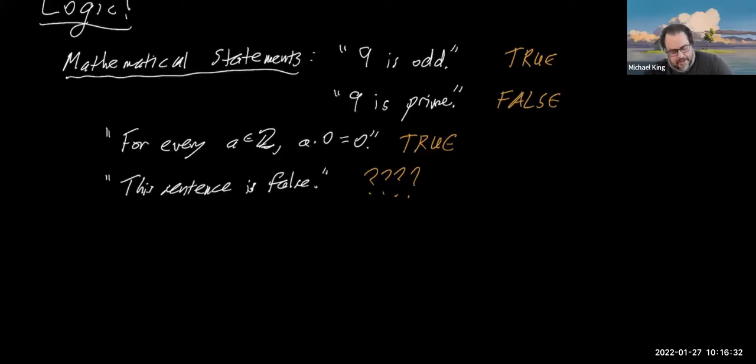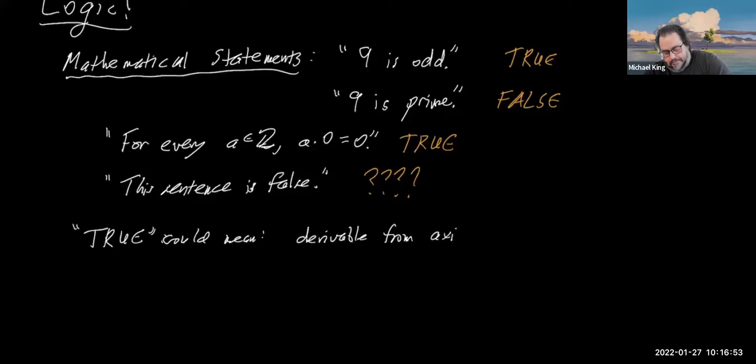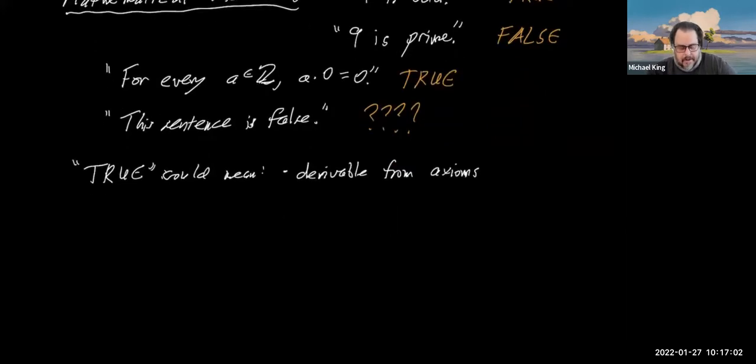So I'll just say a couple things. True could mean derivable from axioms. That's kind of what we did with the a times 0 equals 0 proof, that it's something we can use logic to derive from axioms. There's another sense, it could just mean not false.